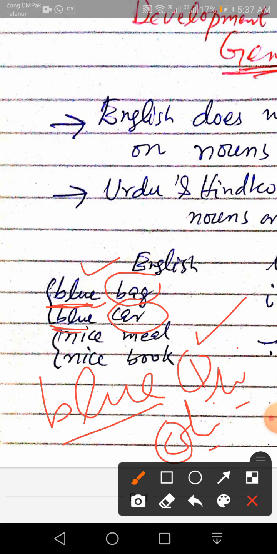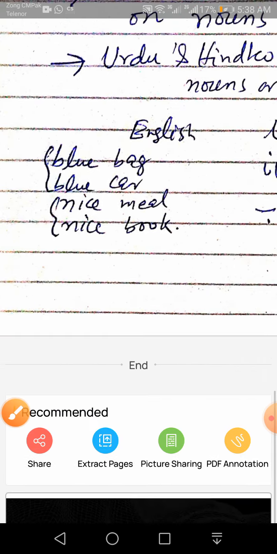Here we use alif as an inflectional marker, and here we use choti ye, to indicate that car is female, and bag is male. So in English we say blue bag and blue car, there is no change, but in Urdu we say neela and neeli. So Urdu is sensitive as far as grammatical gender is concerned. Even in Hindko, we also have grammatical gender.